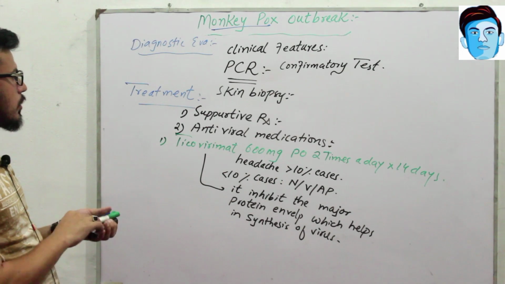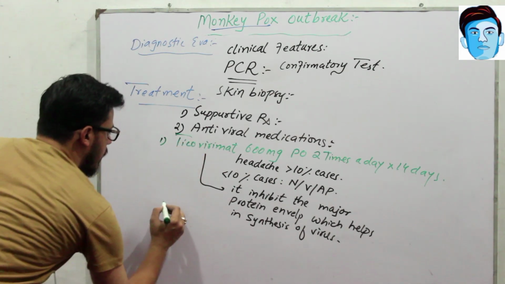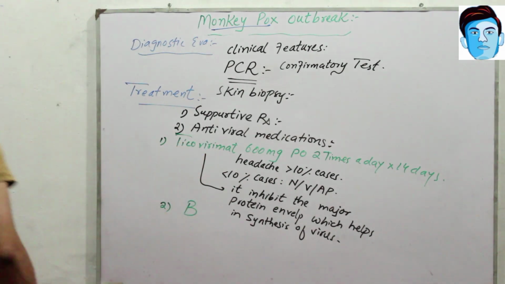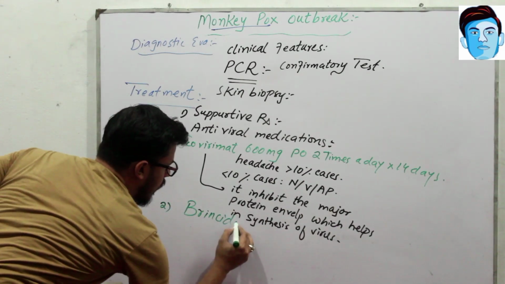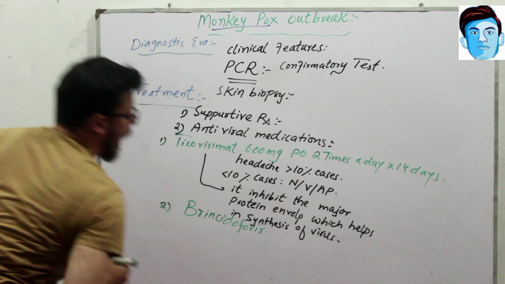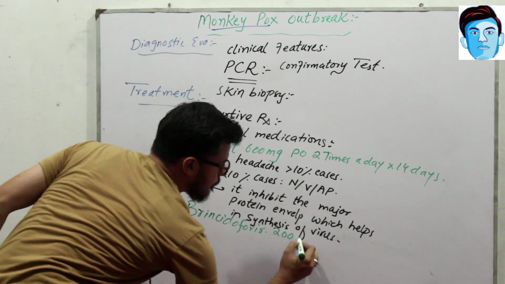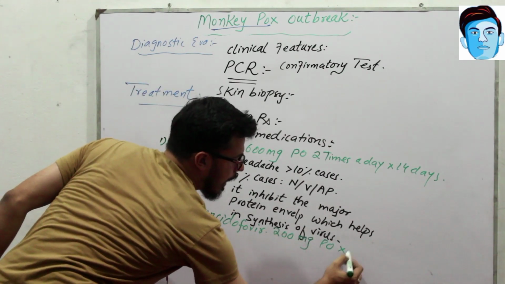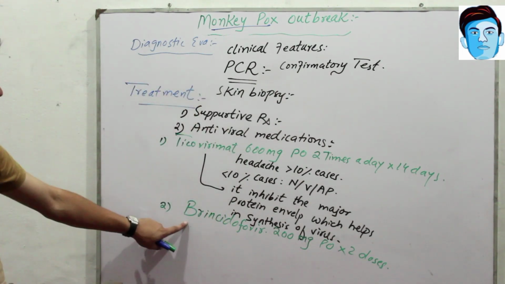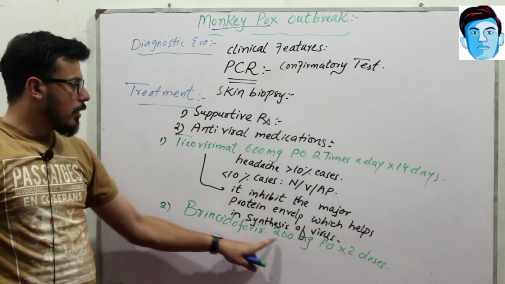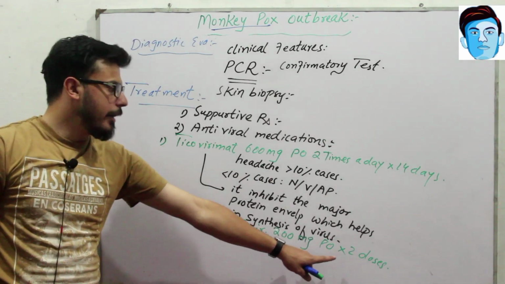Now, what is the second approach? What is the second medicine? That is brincidofovir, 200 mg per orally in 2 doses. So the second medication is brincidofovir, 200 mg per orally in 2 doses.